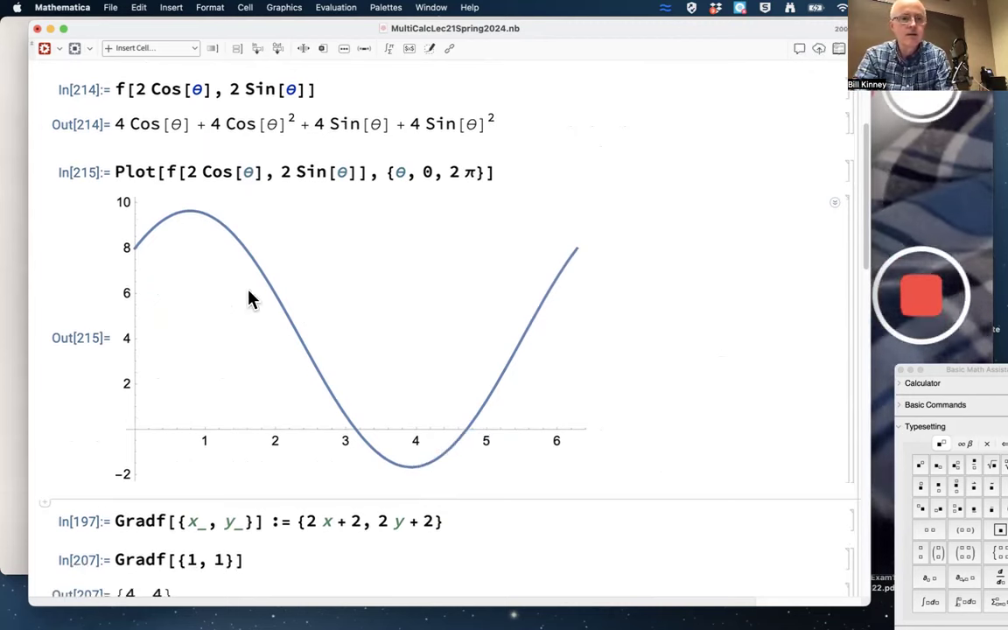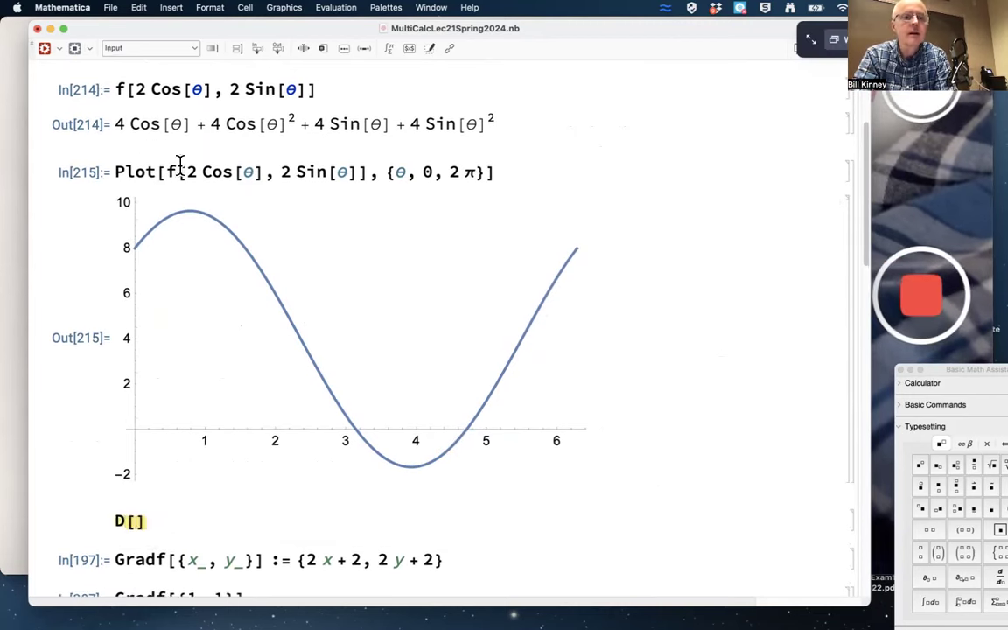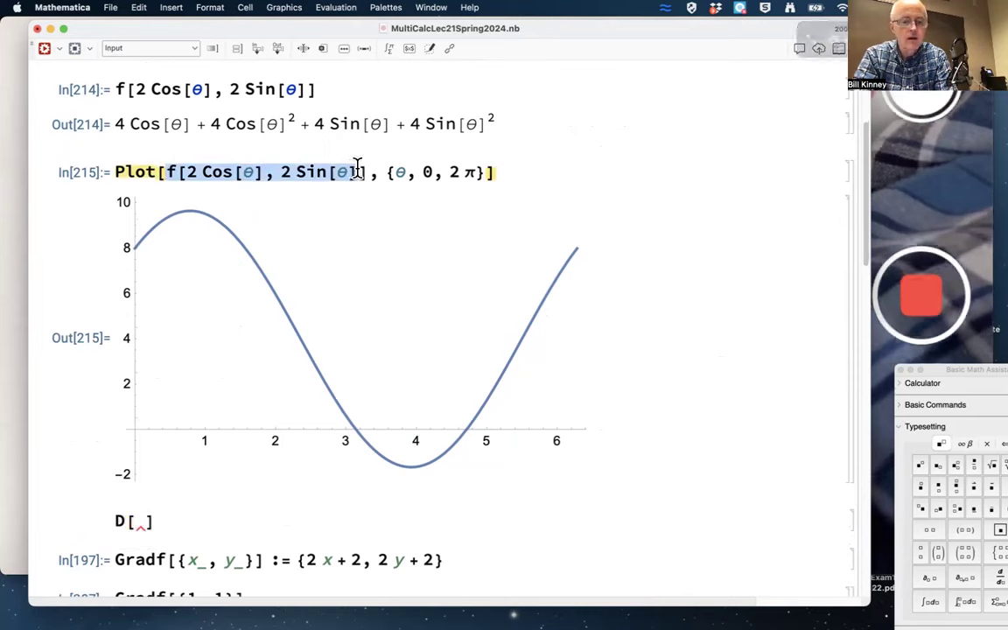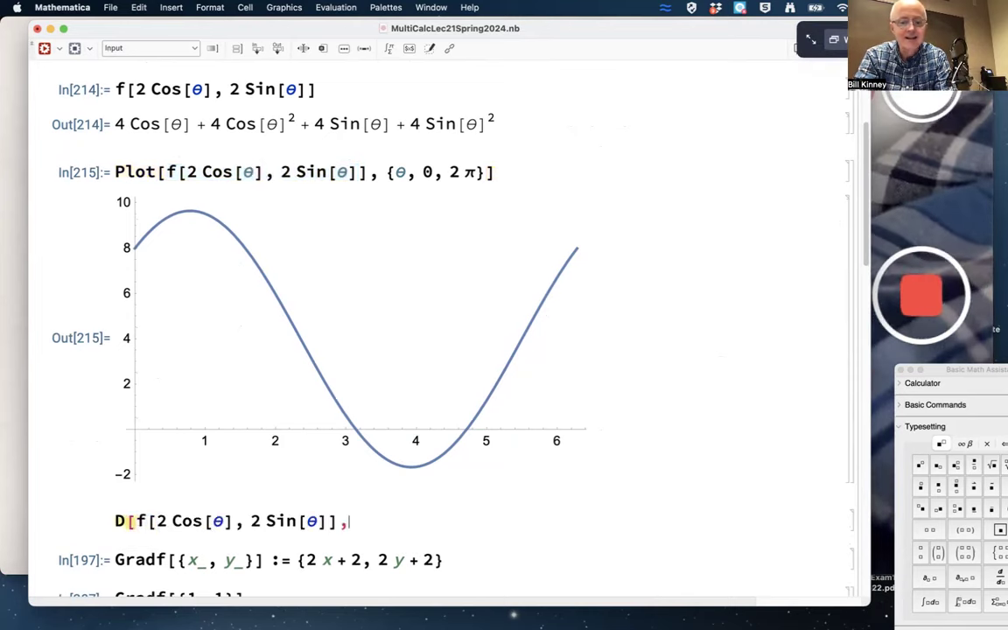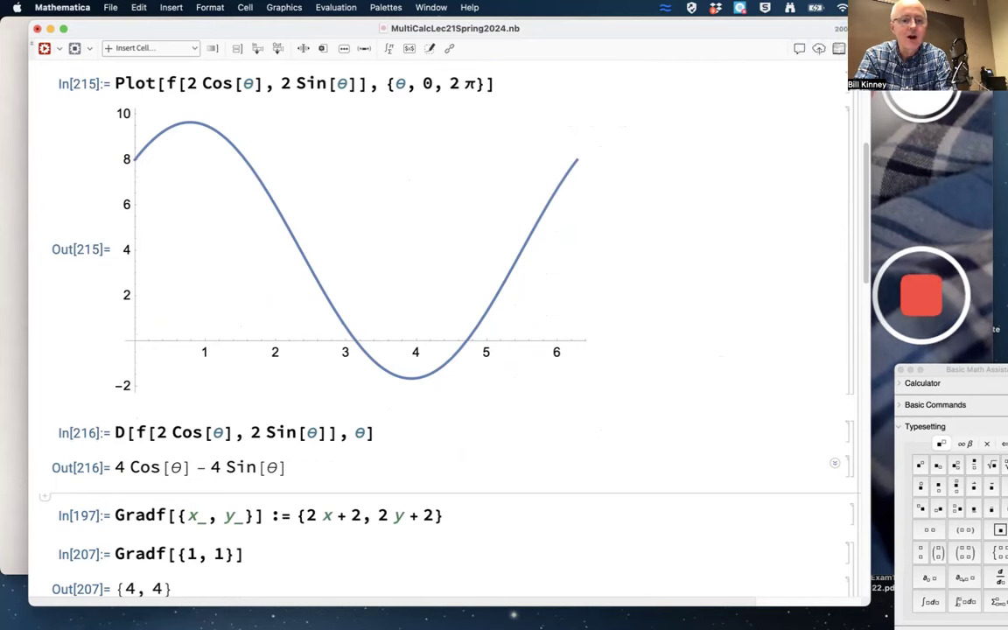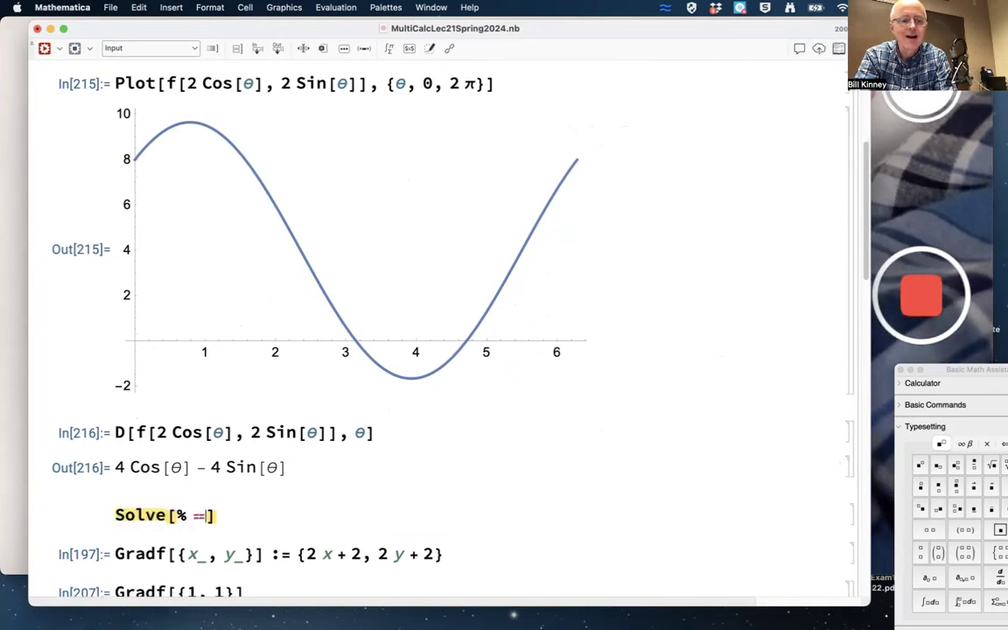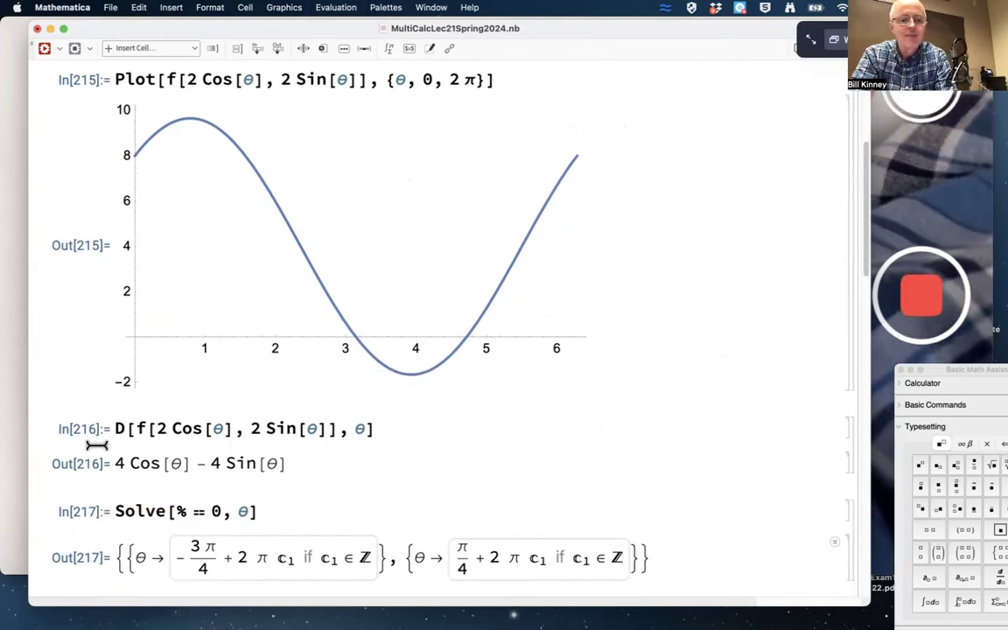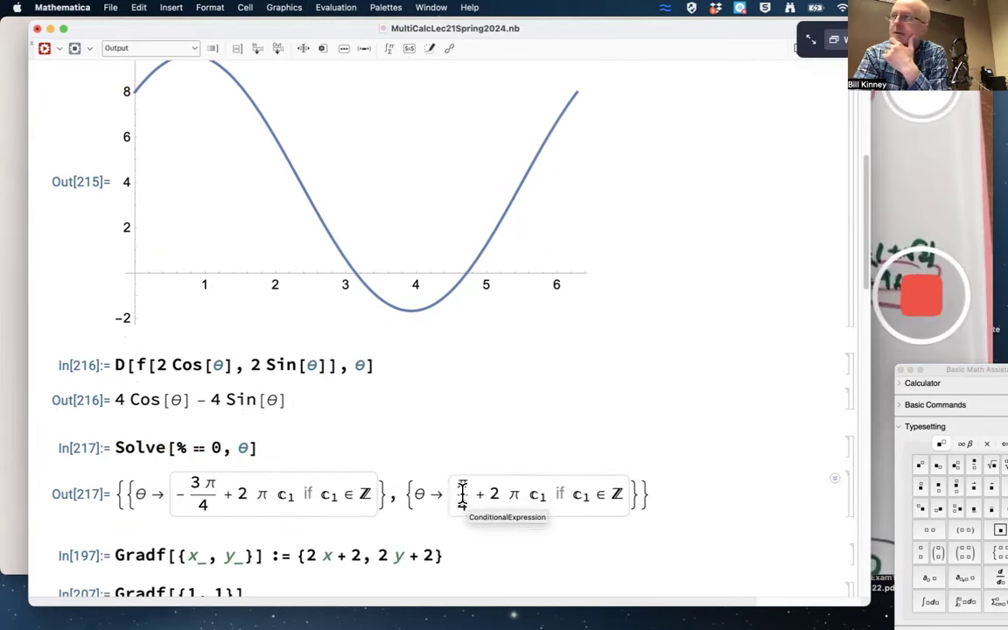If I take the derivative of this thing with respect to theta and solve for where that equals 0, yeah, I get pi over 4 as one answer. Negative 3 pi over 4 plus 2 pi would be 5 pi over 4. 2 pi is 8 pi over 4. 8 pi over 4 minus 3 pi over 4 would be 5 pi over 4. So this does include those answers. That's another way to think about it.